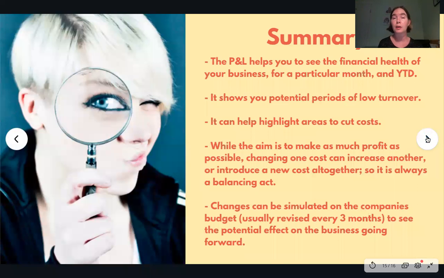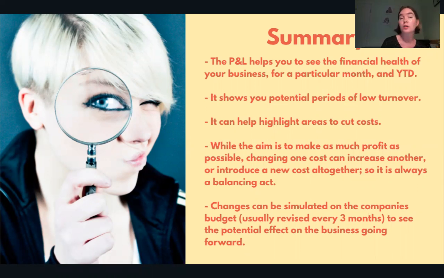Okay, to summarise. Our P&L is a really powerful tool to help see if we're on track to make a profit for the year and for the month. It helps to show you potential periods of low turnover. It can help highlight areas where you can cut costs. And while, of course, the aim is always to make a profit, just be aware that if you cut one cost, you might increase another and you might add a new cost altogether. So it really is a balancing act.